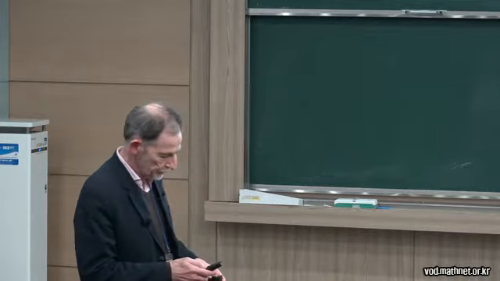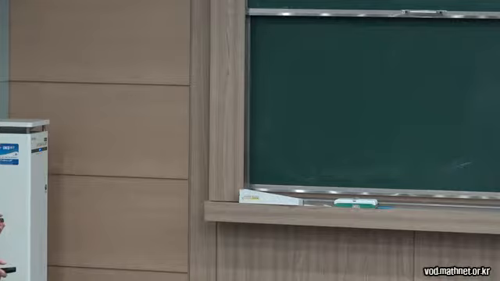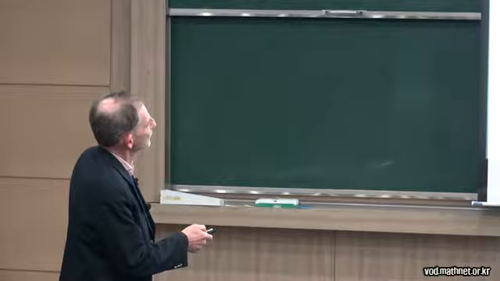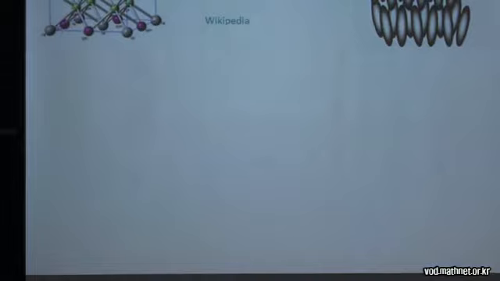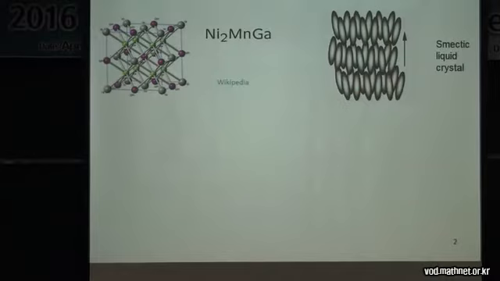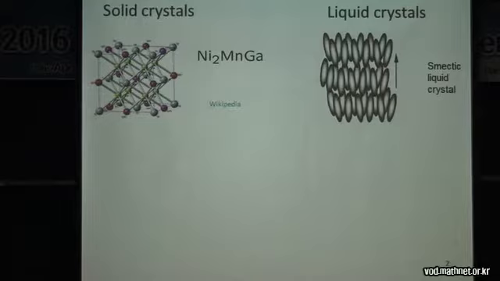Solid crystals then, and liquid crystals. Here's a typical picture of a solid crystal, a regular crystal lattice. And on the right is one kind of liquid crystal. This is a smectic liquid crystal. It's formed of these rod-like molecules that arrange themselves into layers. And this is a so-called smectic A crystal.